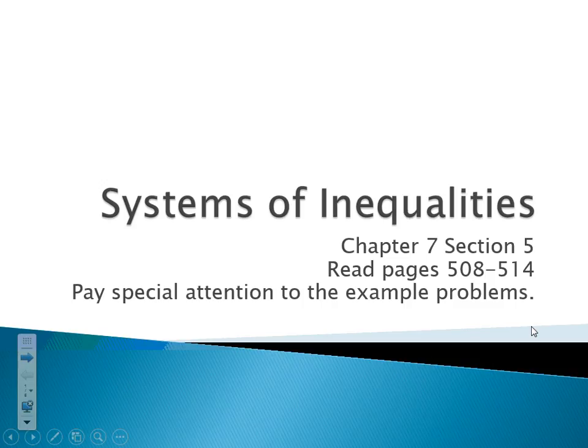Today we're going to take some time and talk through the concept of systems of inequalities. We spent most of the beginning of the week talking about systems of equations, and so now we're just going to change things a little bit. We're going to kick out those equal signs, and we're going to bring in some inequality symbols like less than, greater than, less than or equal to, greater than or equal to.